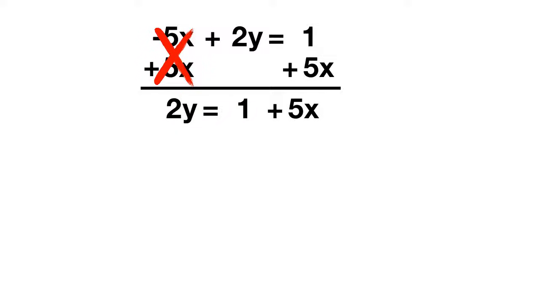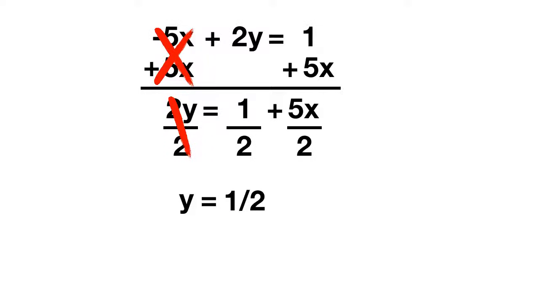What's the next thing I need to do? Well, you can cancel the 2 by dividing by 2. You'll do that to both terms on the other side as well. The 2 over 2 cancels out, and we're left with y equaling what? Well, we can write that 1 over 2 is just 1/2, and then we'll add 5 over 2 as a fraction 5/2 x.